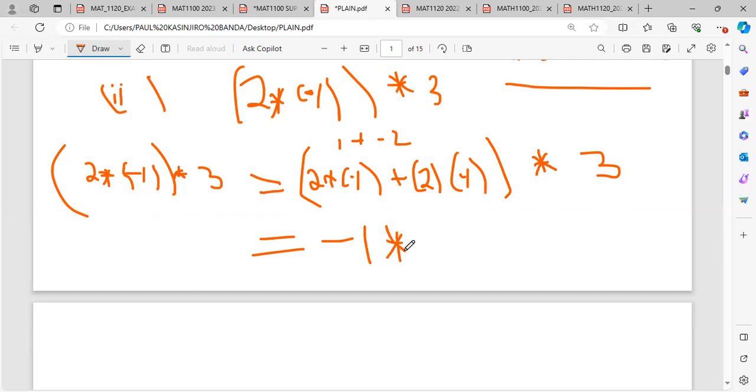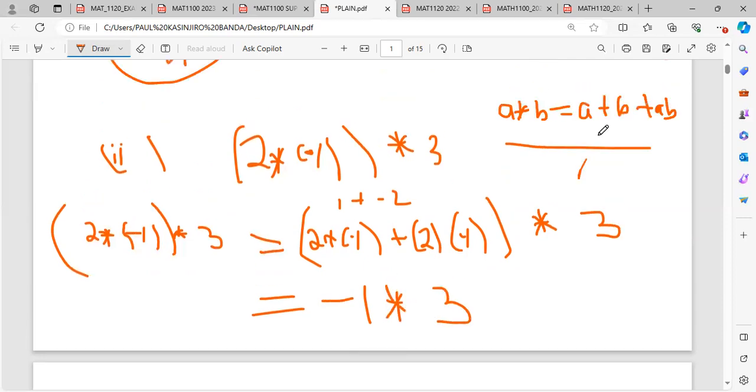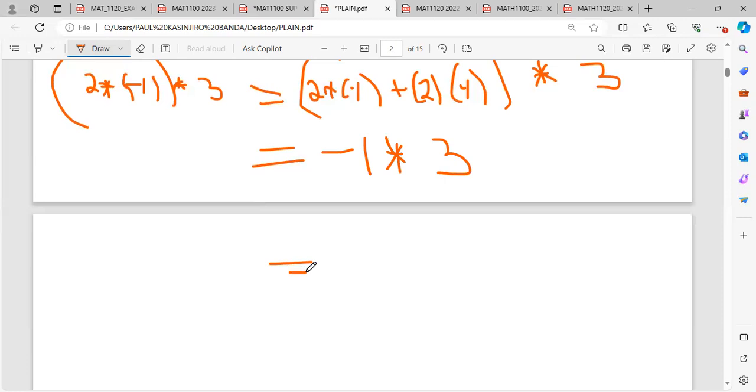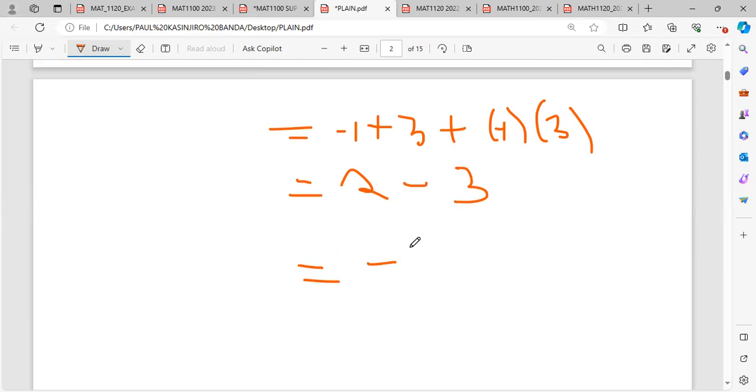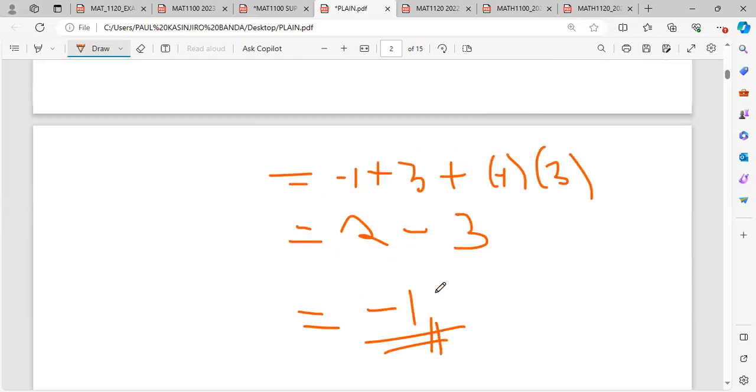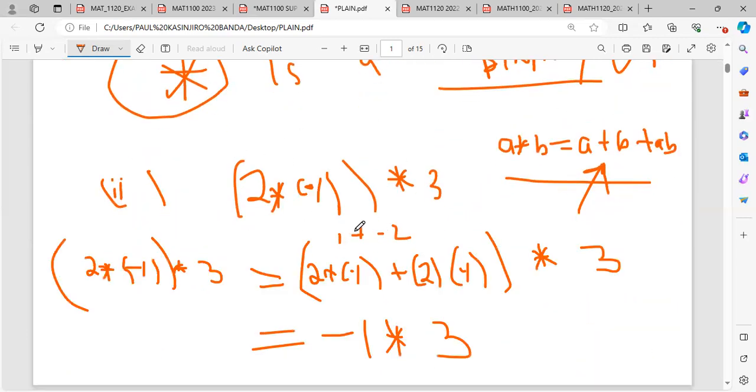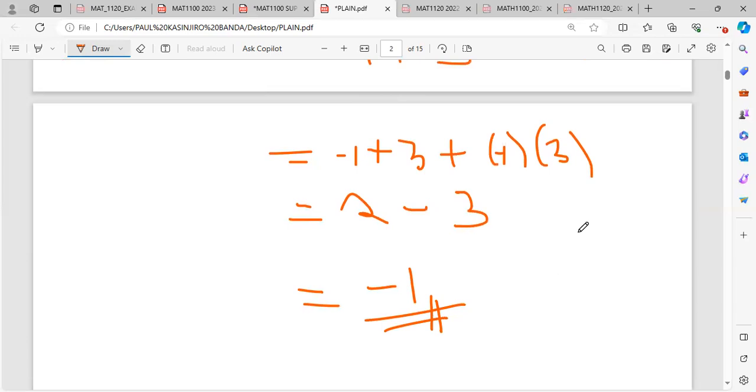Then this -1, we apply the operation with 3. So again, we follow this rule here. Don't discard this rule. That's what we are following. And what does that rule state? It states you write that A plus the B, now there is 3, plus your A, which is -1 in this case, multiplied by the 3, which is the B. So it equals 3 plus -1, which is 2, then there you have your -3. So our answer here is just -1. From whatever we had, this complex thing, we've simplified it, and our final answer is this.